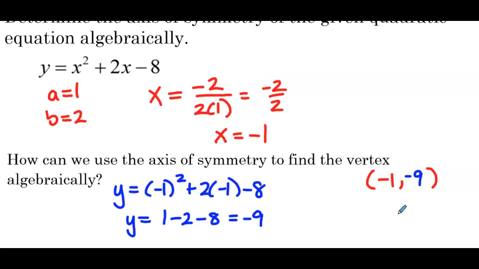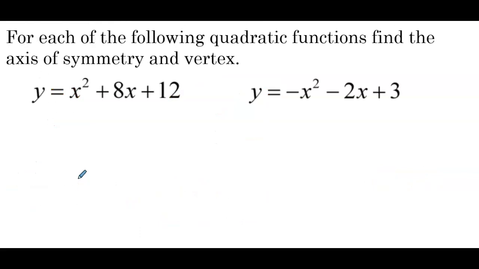So at this point, we've done it graphically. Create a table of values, or I give you a graph. We found the axis of symmetry given symmetric points, and now we found the axis of symmetry and the vertex algebraically. Let's do a little bit more practice with the algebraic piece. For each of the following quadratic functions, find the axis of symmetry and vertex. So y equals x squared plus 8x plus 12.